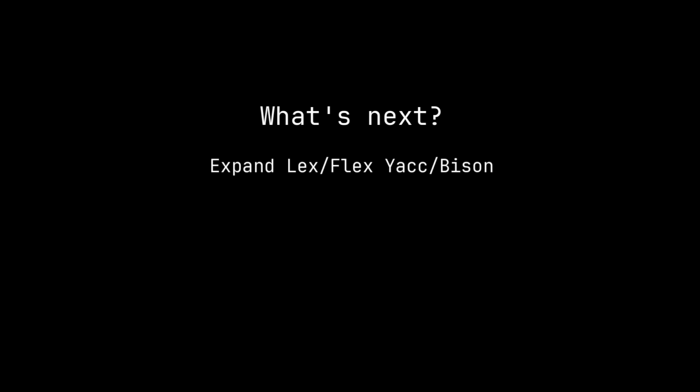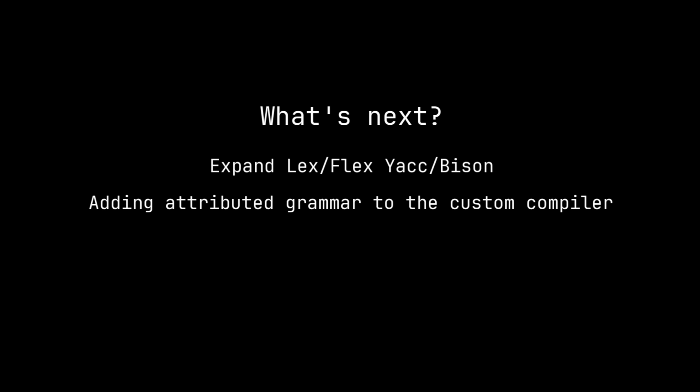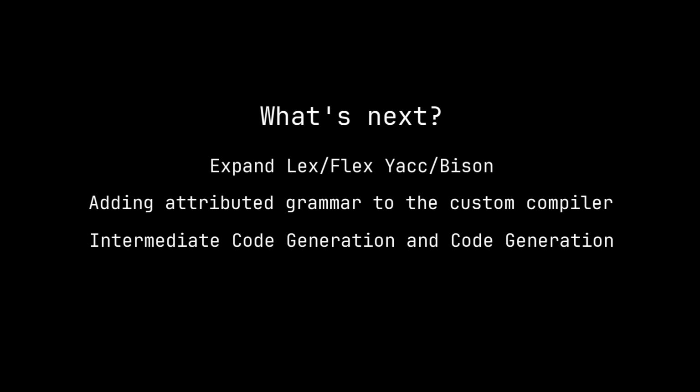So what's to do next? We'll either expand on the Lex, Flex, Yacc, Bison variant, or go back to the custom compiler and add the possibility to use an attributed grammar. And before or instead of doing direct code generation, also add the step of intermediate code generation.